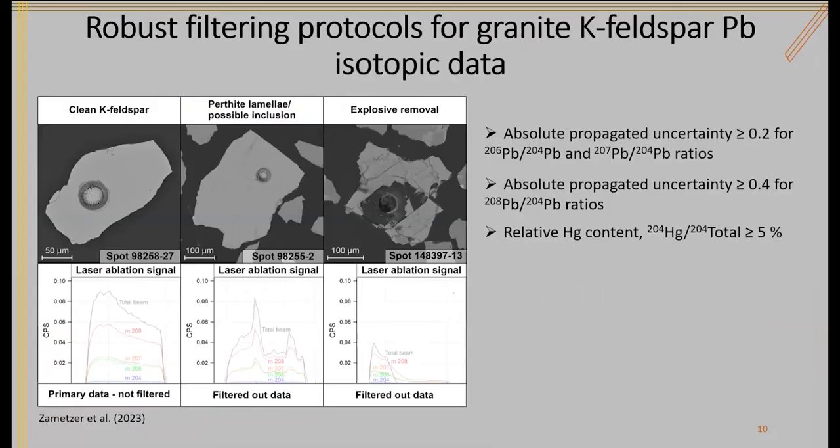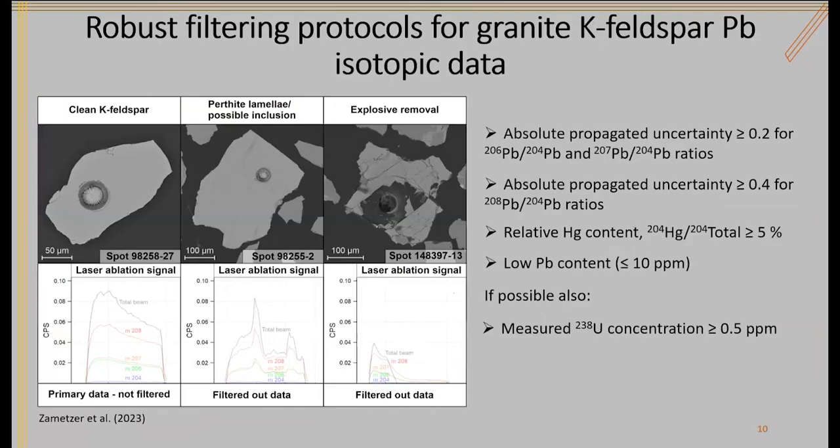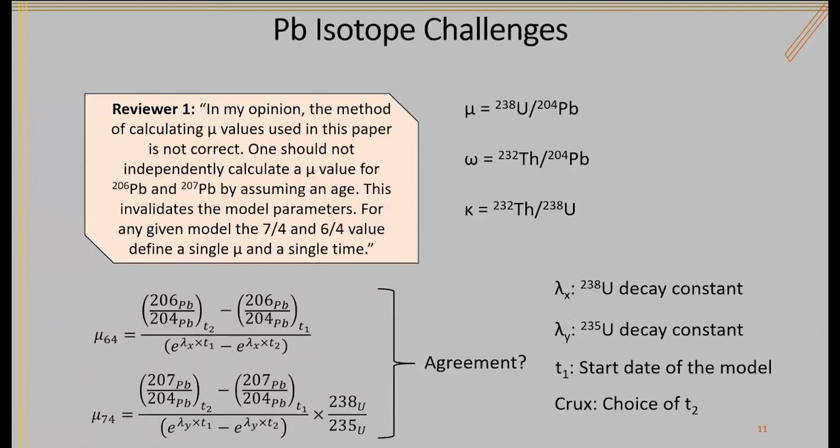Relative mercury content of more than 5% is something that I routinely apply as a cutoff grade as well, and low lead content, less than 10 ppm, that would usually indicate some sort of secondary process like alteration as well. And as previously mentioned, if the laser ablation configuration allows contemporaneous measurement of the uranium and thorium concentration to lead isotopic analysis, it's advisable to also filter for elevated uranium and thorium concentration. So more than 0.5 ppm would be my recommended cutoff grade.